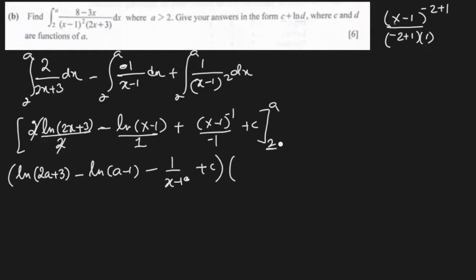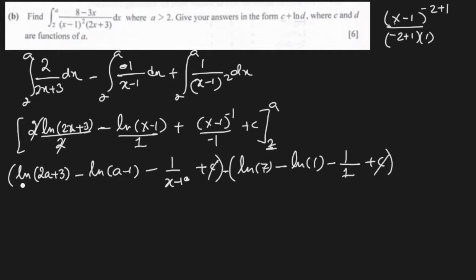Now I'll substitute 2. ln of 2 times 2 is 4 plus 3 is 7, ln 7. I have to put a minus in between. Minus ln(2 minus 1), 2 minus 1 is 1. Minus 1 over 2 minus 1, which is 1. Plus c. C and c we cancel first.